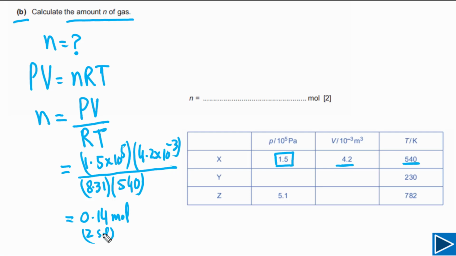So our answer has to be up to 2 SF. And this is our final answer. This question has only 2 marks. If you have used this formula, you will get 1 mark. And if you have got the right answer, you will also get a second mark. Means you will get 2 marks in total. So this is how we can answer this type of problems.